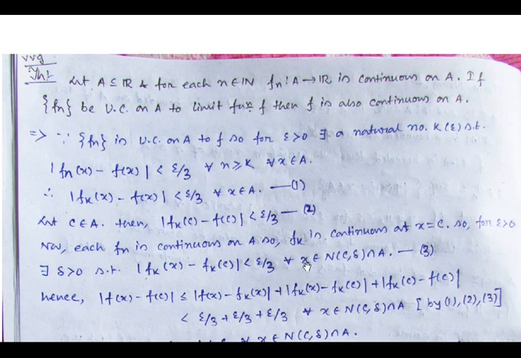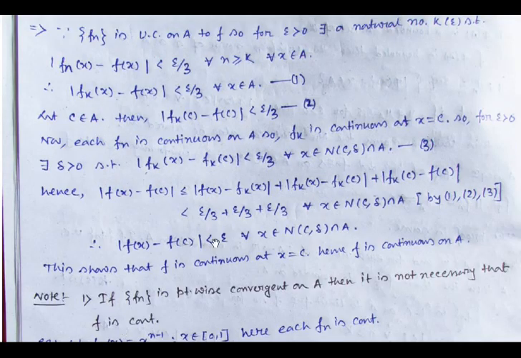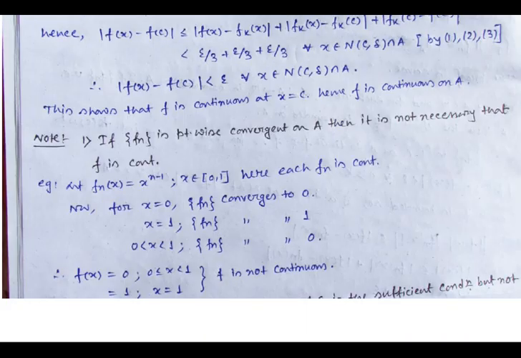For what value of x? X belongs to the neighborhood of c comma delta intersection A that we have declared in number 3. So we are writing this. What we can see here is that mod of f(x) minus f(c) is less than epsilon for each and every x belonging to this neighborhood. So we can declare that the function is continuous at x equals c. Hence we can say the function is continuous on A, because c is nothing but an arbitrary point. Now let us discuss some notes along with this theorem.